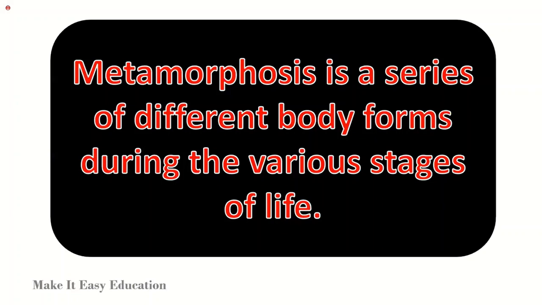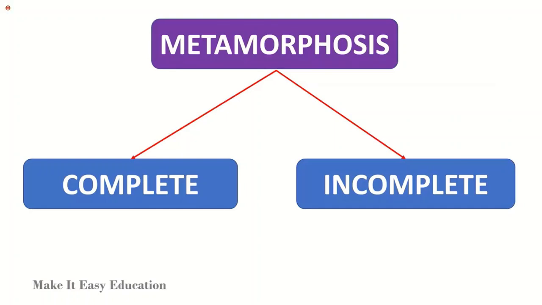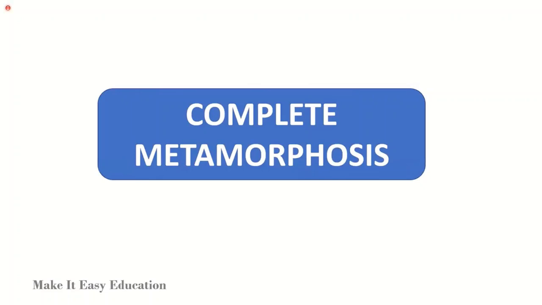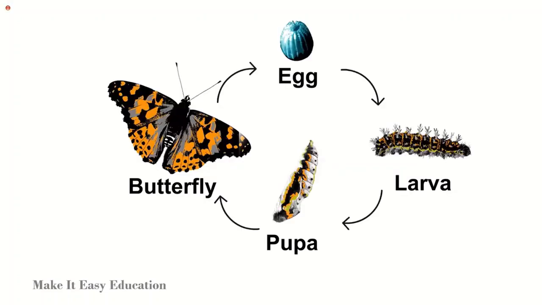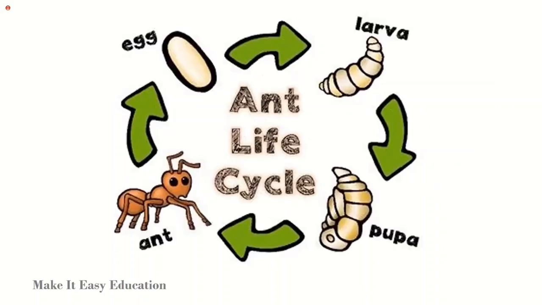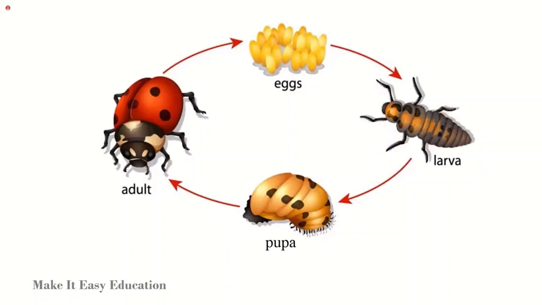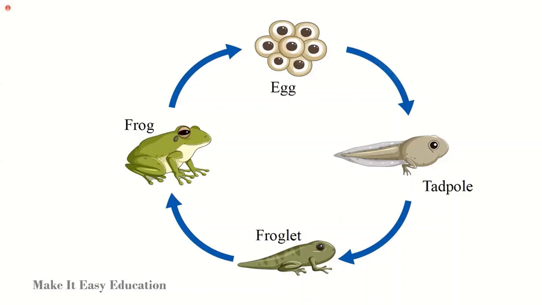Metamorphosis is a series of different body forms during the various stages of life. Metamorphosis is divided into complete and incomplete metamorphosis. Complete metamorphosis. In complete metamorphosis, the animal undergoes complete physical changes in each stage of its life cycle. In complete metamorphosis, an animal goes through 4 different stages in its life cycle. The egg hatches into a larva. A larva develops into a pupa. The pupa is enclosed in a cocoon. The pupa develops into an adult. Frogs and other amphibians also go through a complete metamorphosis, but there is no stage within the cocoon.